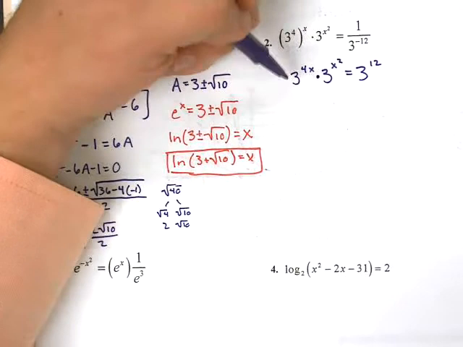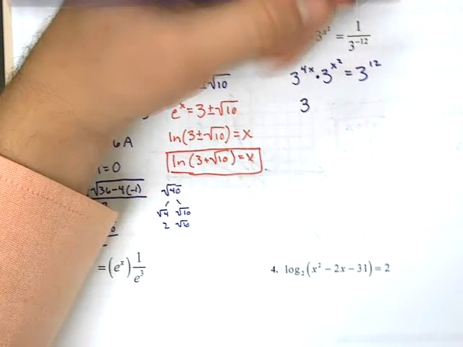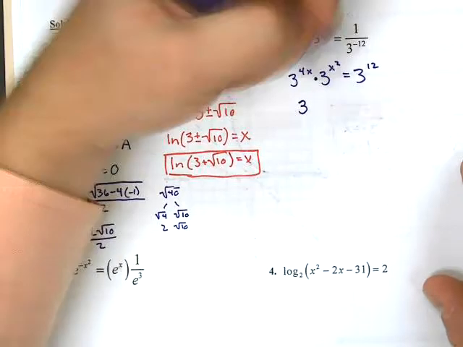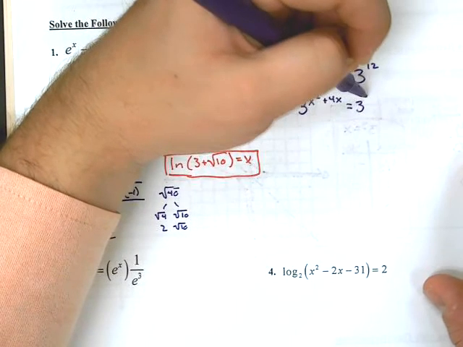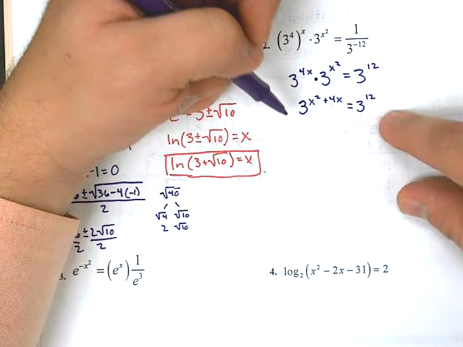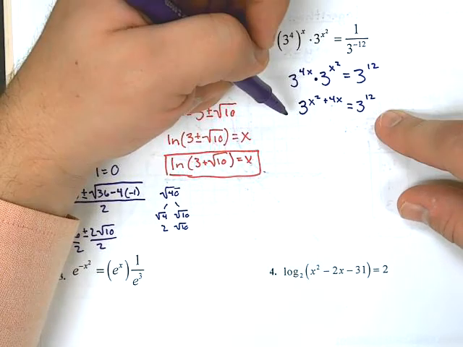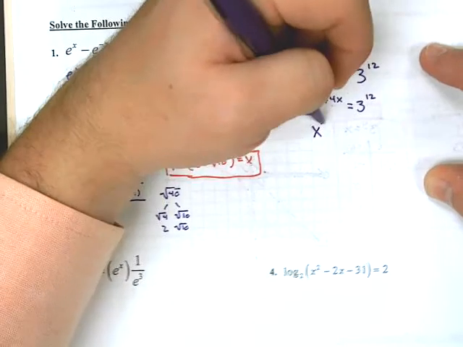I know when I multiply common bases, I can add the exponents. So this will be x squared plus 4x equals 3 to the 12th. Perfect, right? Because now we have common bases. We have two exponents, same base, equal to each other, which means the exponents have to be equal.